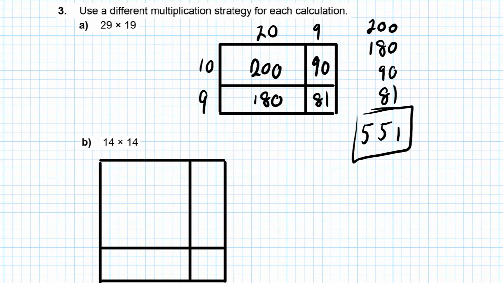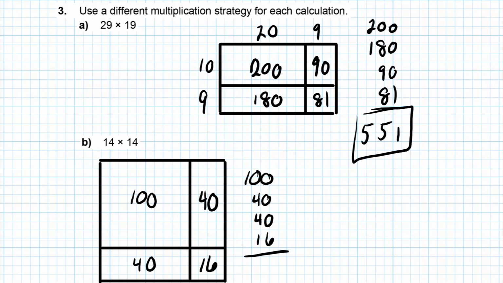For the second one, I've got a 14 by 14 grid, so this is 100 there, 40 here, 40 here, and 16 here. Adding them up again, 100 plus 40 plus 40 plus 16, 196.